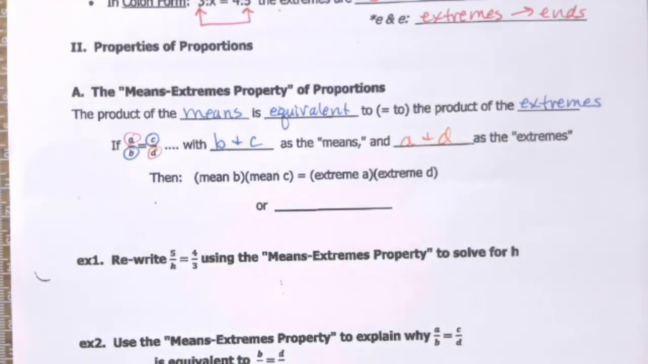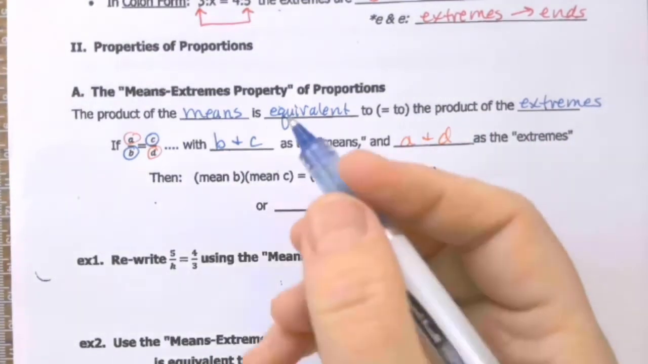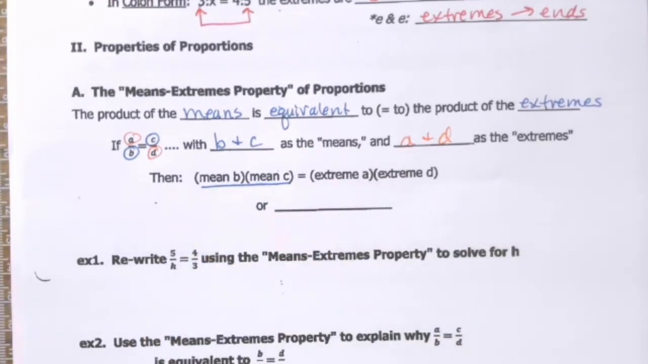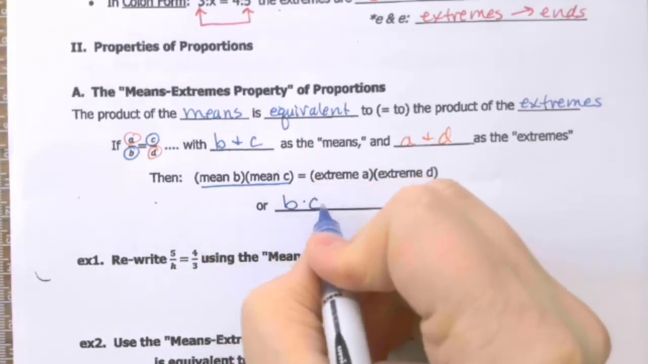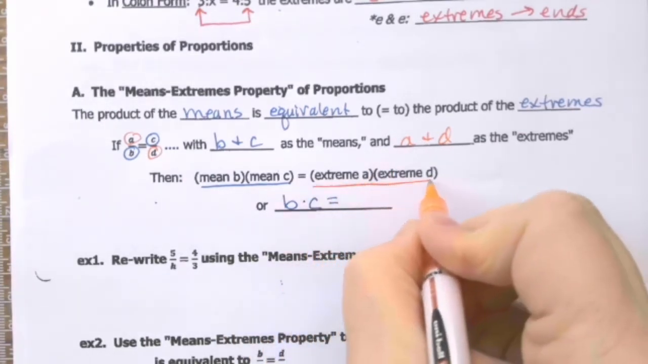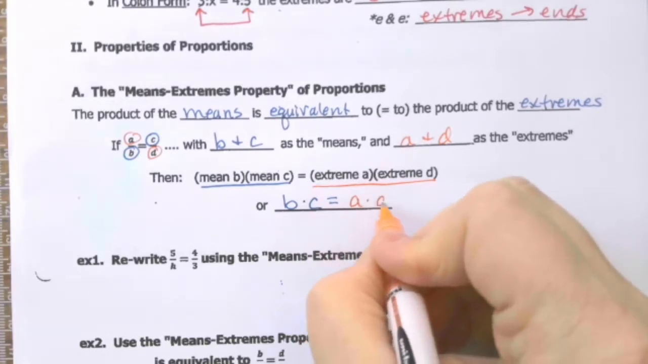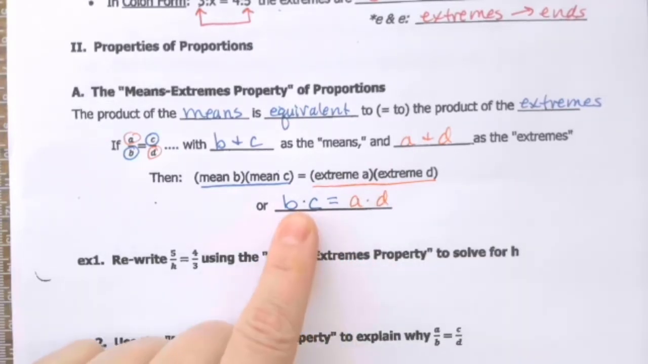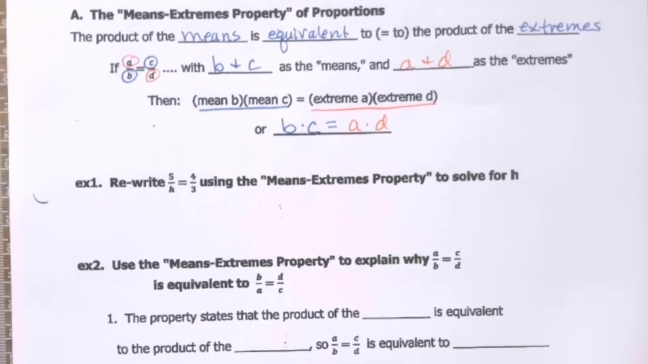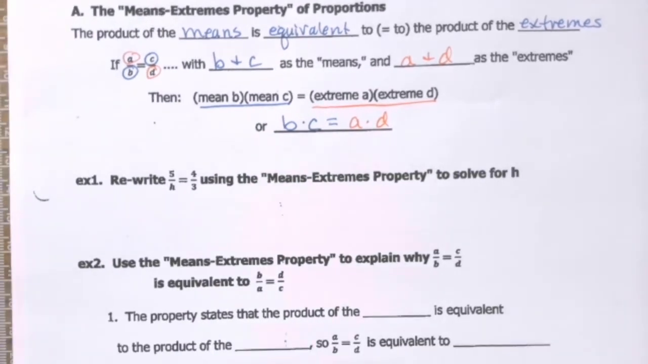So using this property, we can set up an equation: mean B times mean C, so B times C is equal to extreme A and extreme D, A times D. Product of the means, product of the extremes. Okay, example 1. Rewrite 5 over h equals 4/3 using the means extremes property to solve for h.